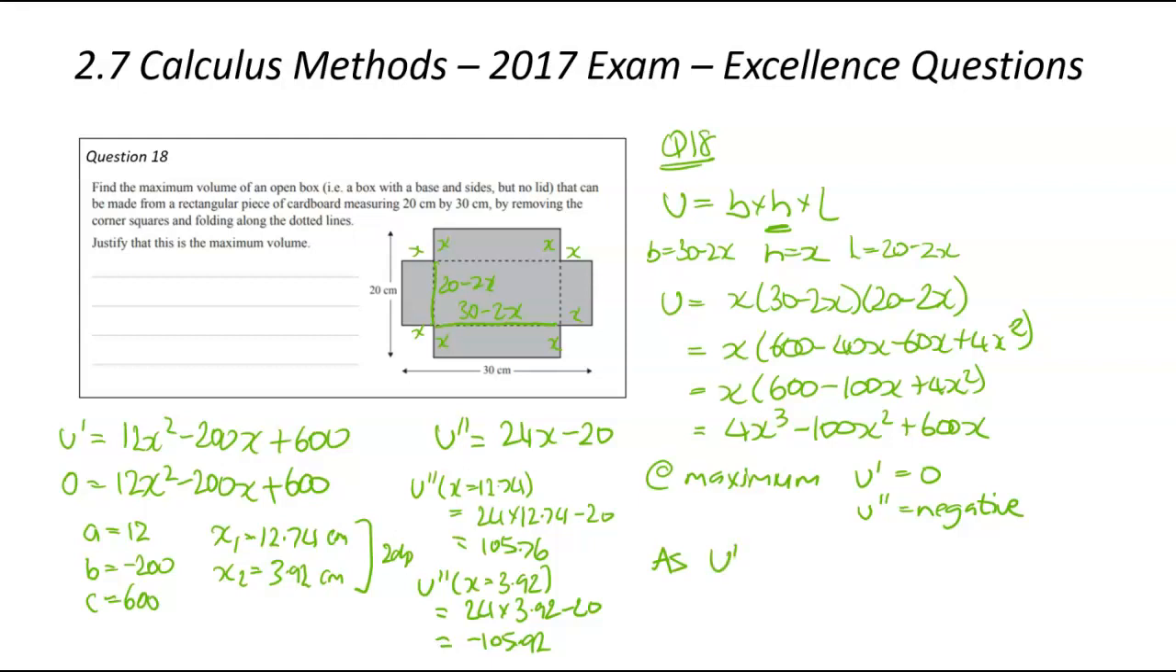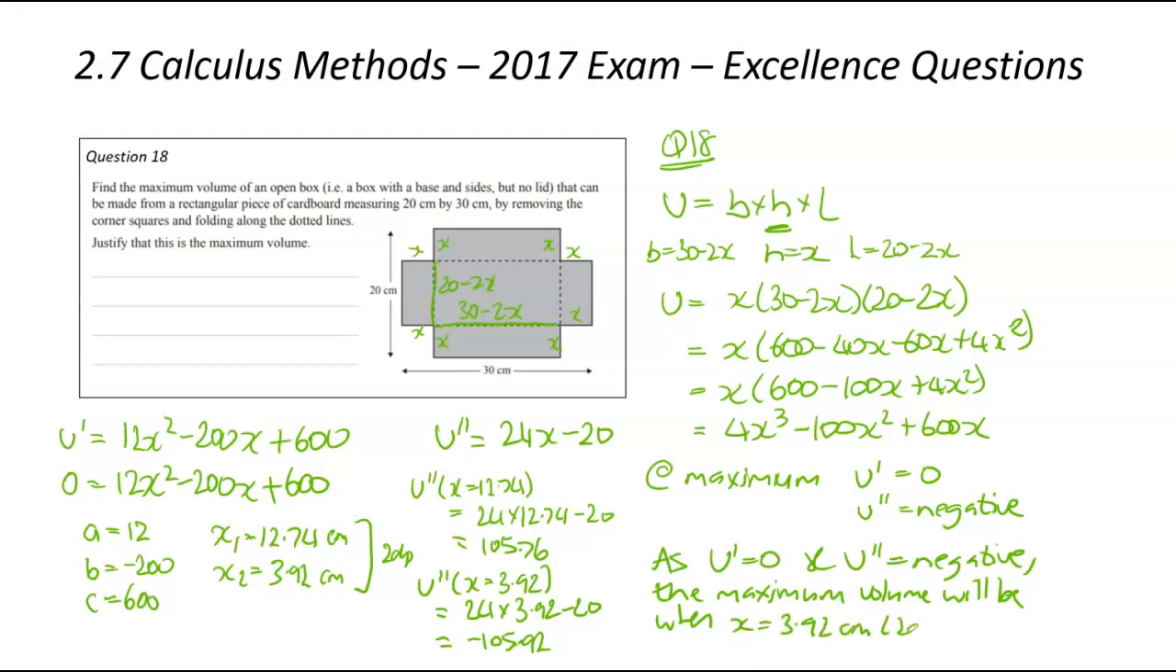So as v dash is equal to 0 and v dash dash is negative, the maximum volume will be when x is equal to 3.92 centimeters, and that had a 2dp rounding.